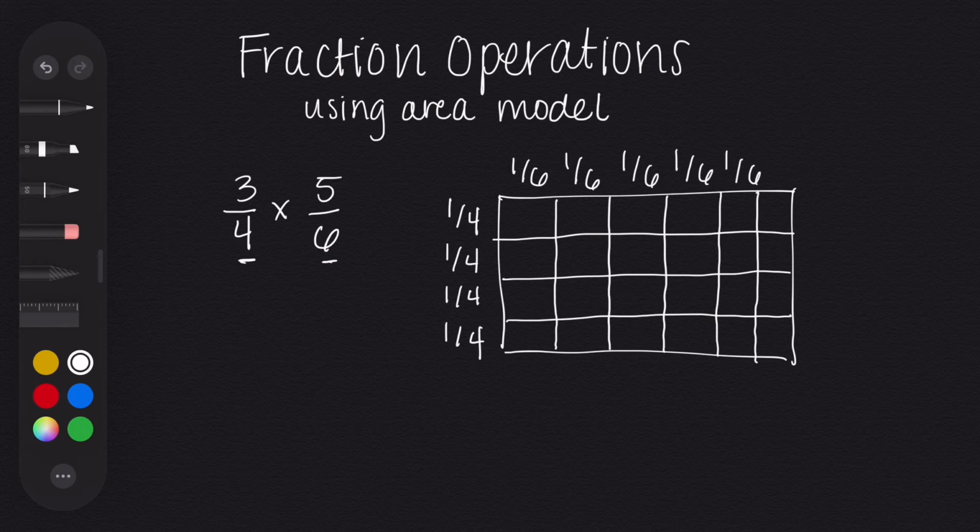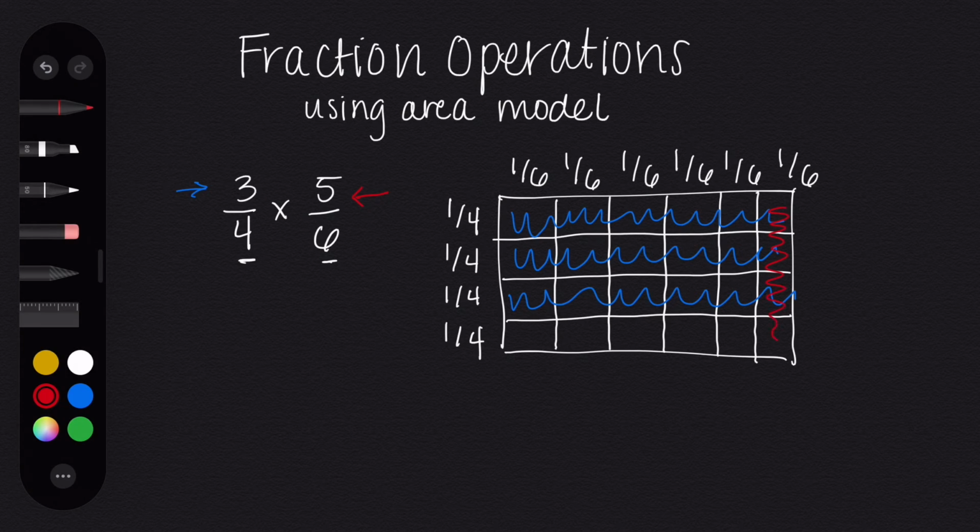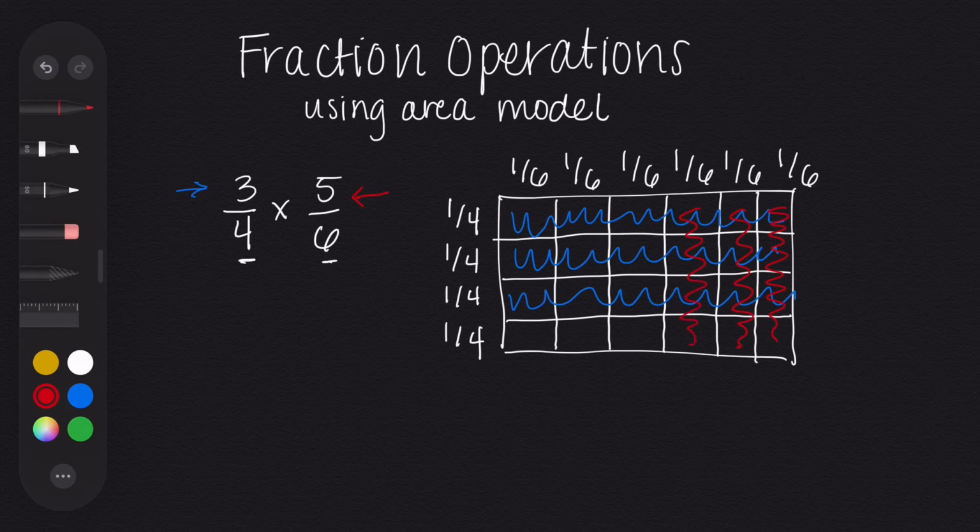After creating your area model, you will take a look at the numerator. So for the 1/4, we have 3 of them that we need to fill across. So this is what we're doing now. Then we take a look at the numerator of 5 over 6, which is 5. We now do all the way down.